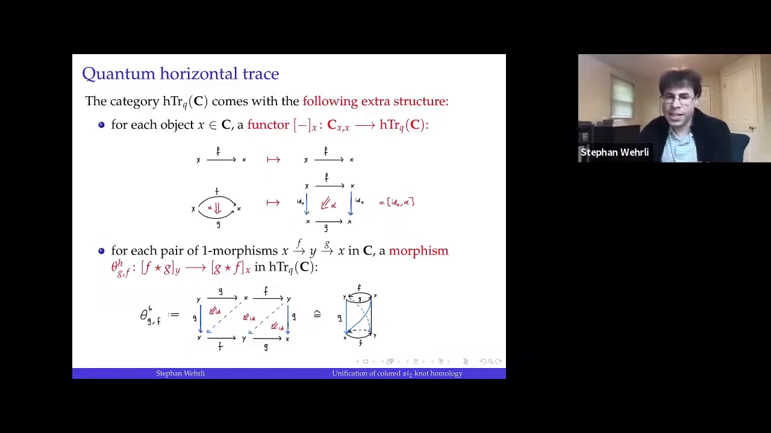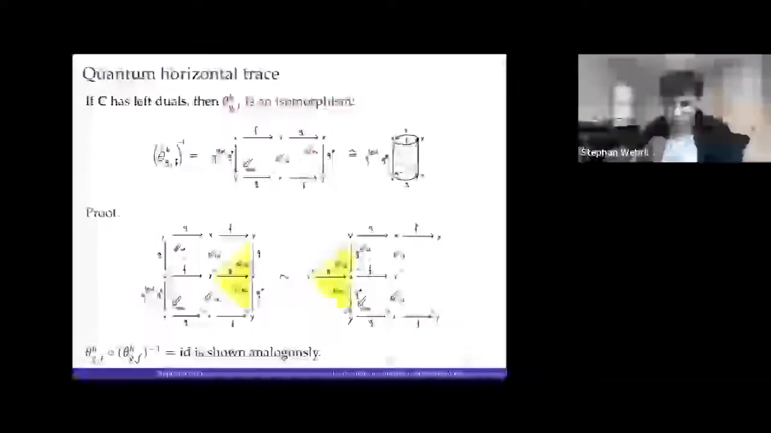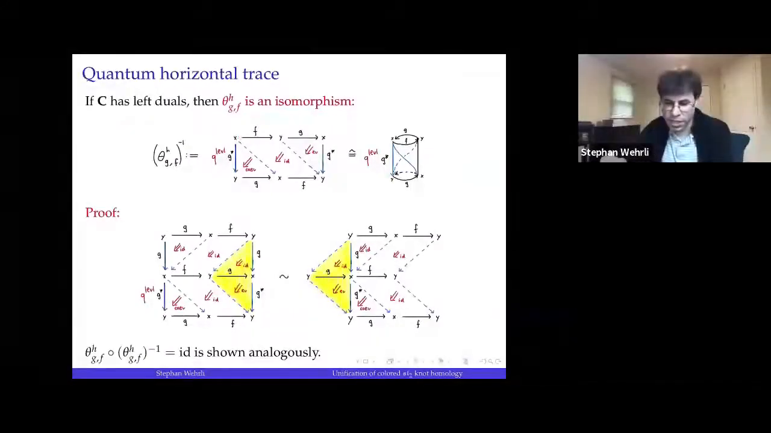But if your category has inverses of one morphisms, this is not really a problem. Now, in general, bicategories don't have inverses of one morphisms, but you don't really need inverses. It's enough to have left duals. So if you have left duals in your category, you can define an inverse of this twist. Again, it's just given by reflecting the other diagram. The seam is now the left dual of the original seam.